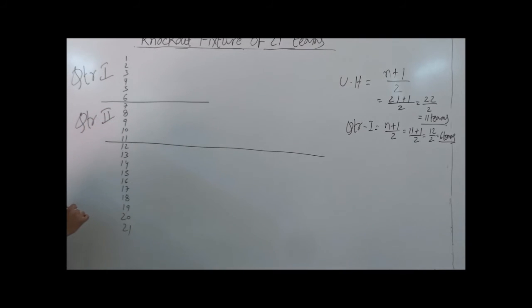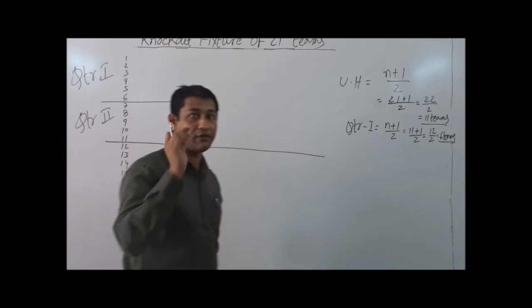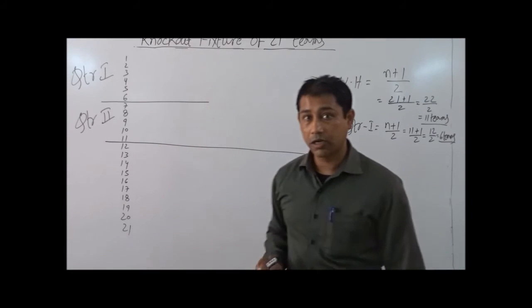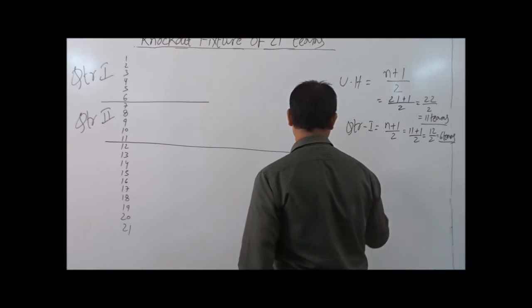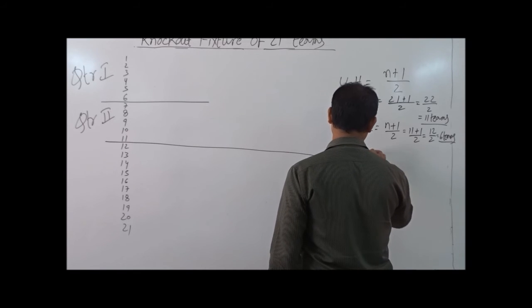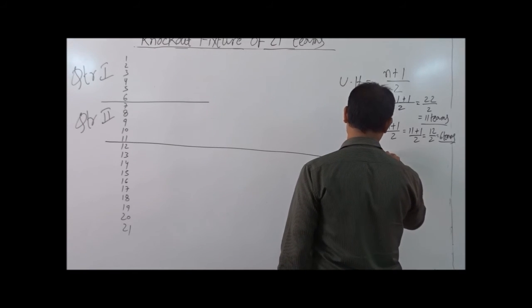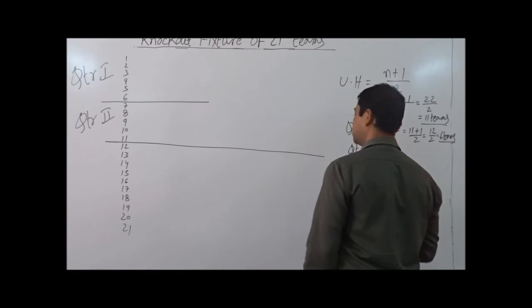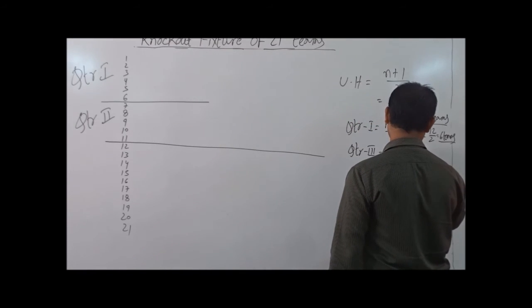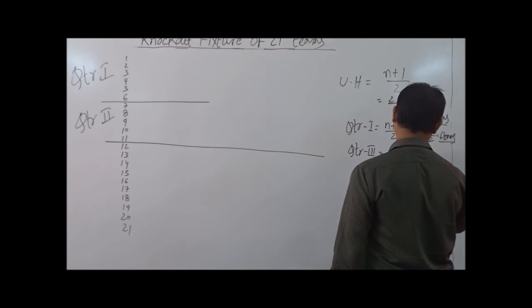Quarter 2. Next, how many teams are in the lower half? 10 teams. 10 is an even number, so n upon 2 would be the formula. Simply write here, quarter 3, formula would be n upon 2. That means 10 upon 2, 5 teams.